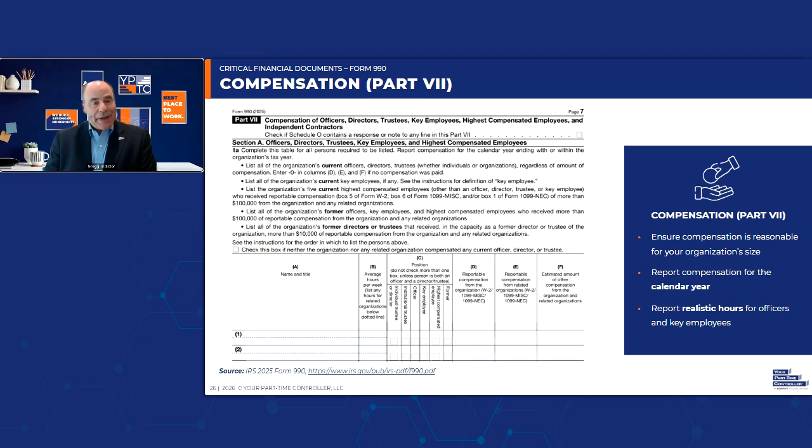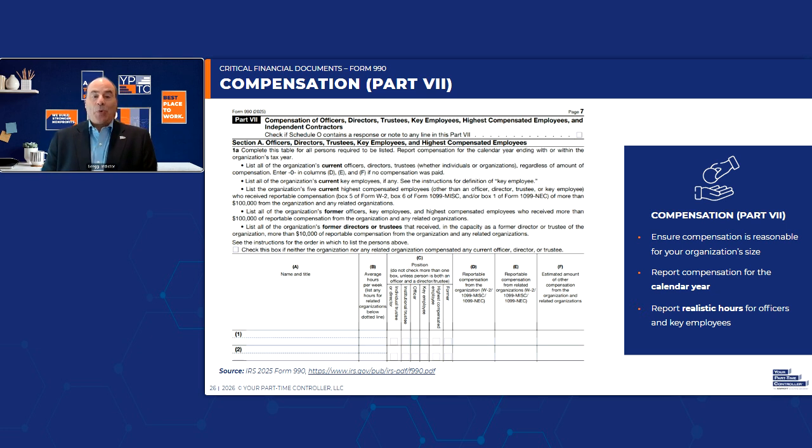On to the next page, page 7, part 7. This is that compensation section. Again, this is for officers, directors, key employees. I think the term they use is highly compensated employees. Funders are going to be reviewing this very closely. They want to look at this to really see who leads the organization and whether some of those individuals are paid or they're volunteers.